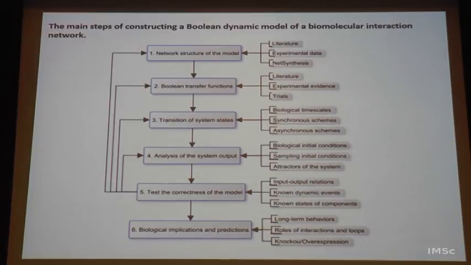So this is a typical workflow for constructing a Boolean model. You start with the network structure of the model. If you are doing a large scale system, you start with literature, experimental data and network synthesis of some kind. This is predicted to some extent, but it is also putting together all known data about a particular system. Then you write out the Boolean transfer function, which is a direct effect of knowing whatever you know here, and then getting the transition of system states.